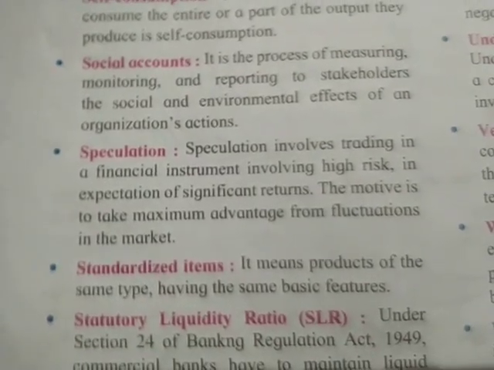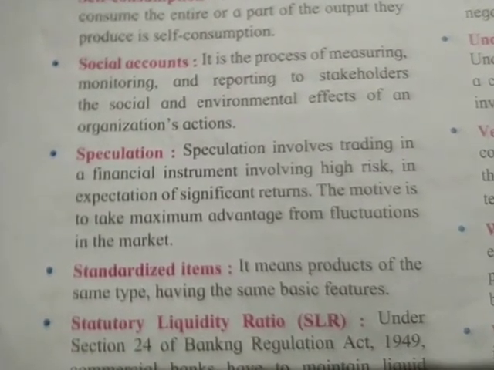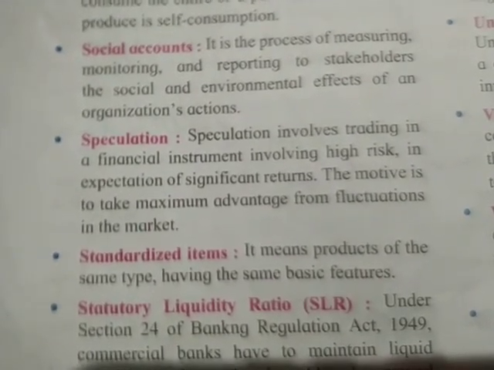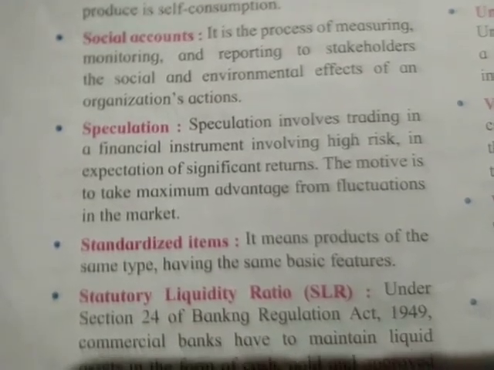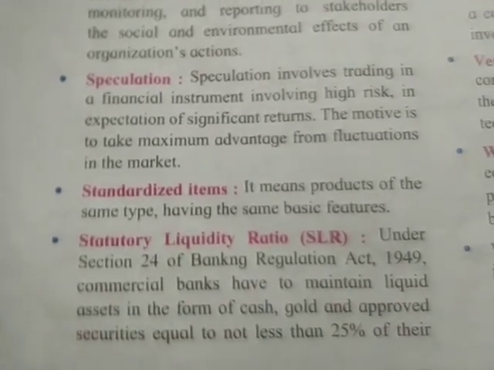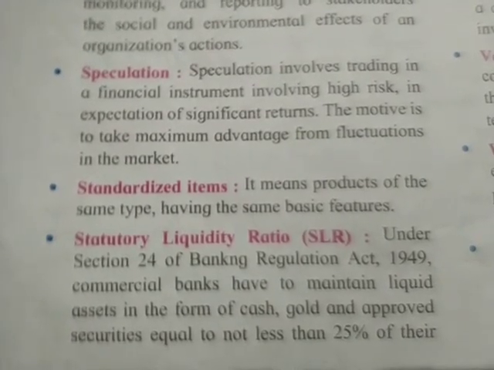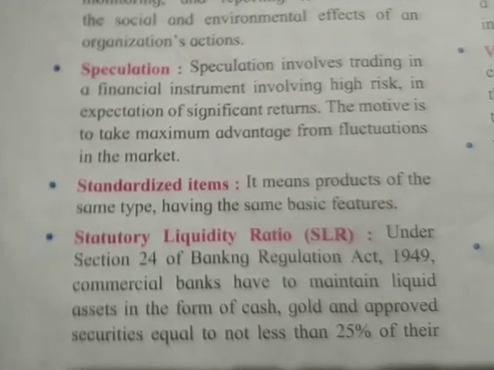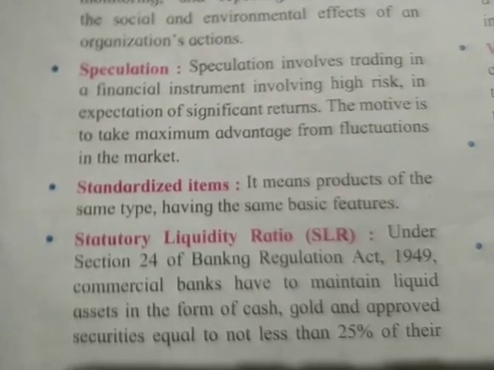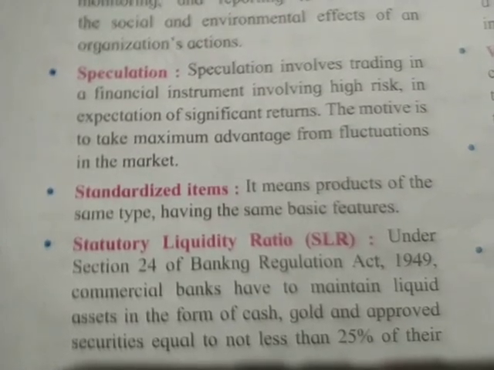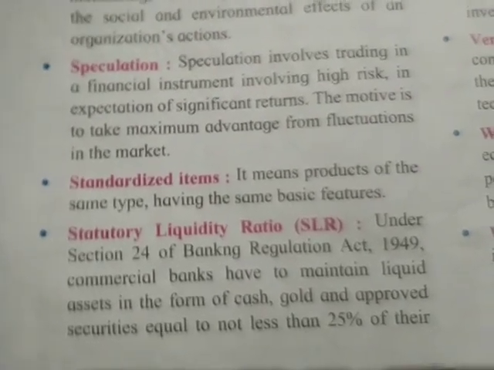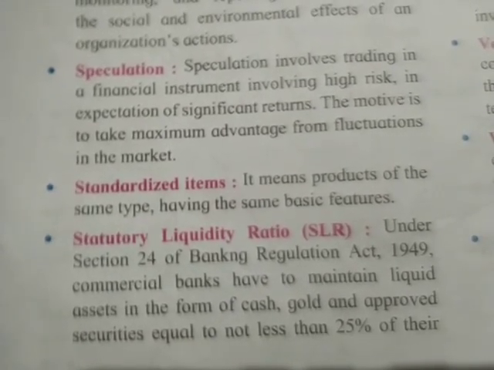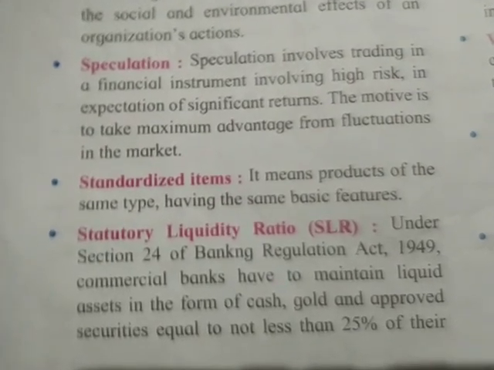Social accounts. It is the process of measuring, monitoring, and reporting to stakeholders the social and environmental effects of an organization's actions. Speculation. Speculation involves trading in a financial instrument involving high risk in expectation of significant returns. The motive is to take maximum advantage from fluctuations in the market. Standardized items. It means products of the same type having the same basic features.